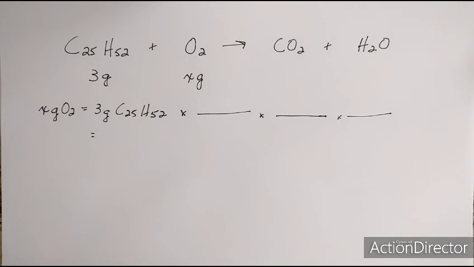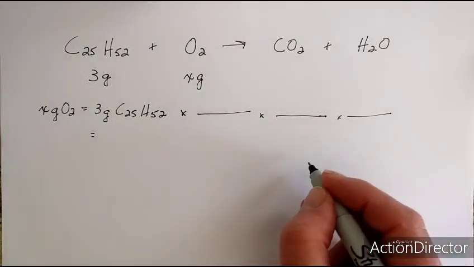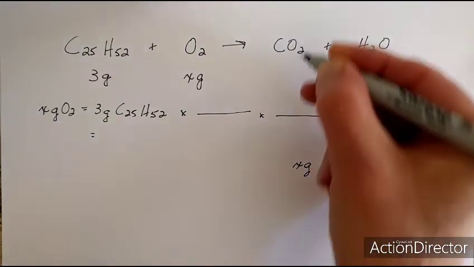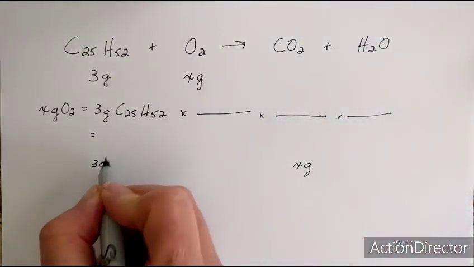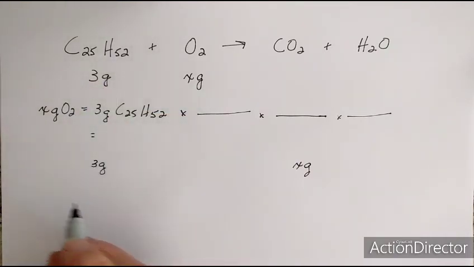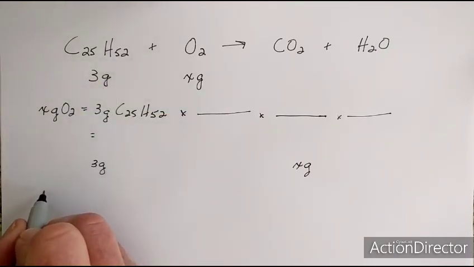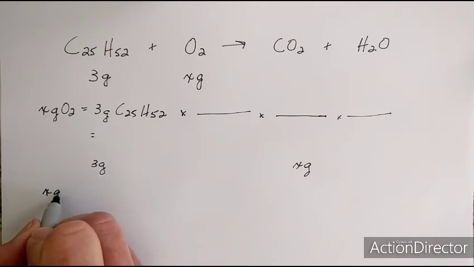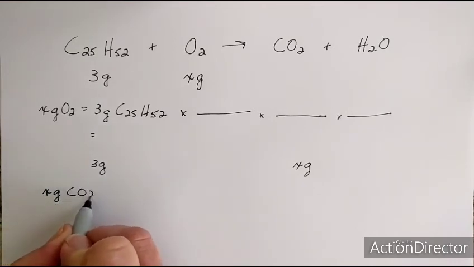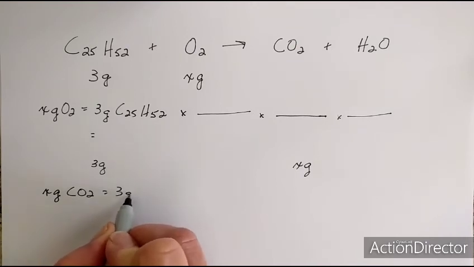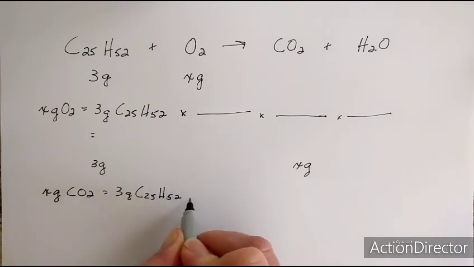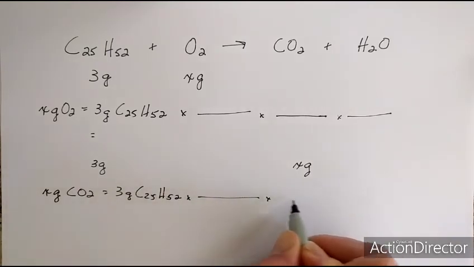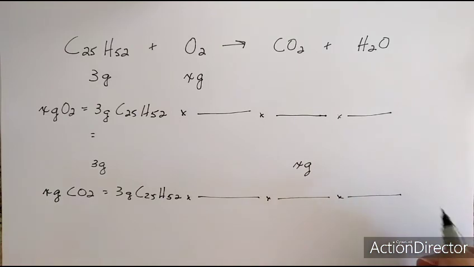How many grams of carbon dioxide are produced? So now our X grams is going to be here under the carbon dioxide, and we're still going to use that 3 grams of wax for our dimensional analysis. So then the next setup will be X grams of CO2 equals 3 grams of C25H52. And again, you're going to need 3 conversion factors, grams to moles, mole ratio, and then grams to moles for the CO2.